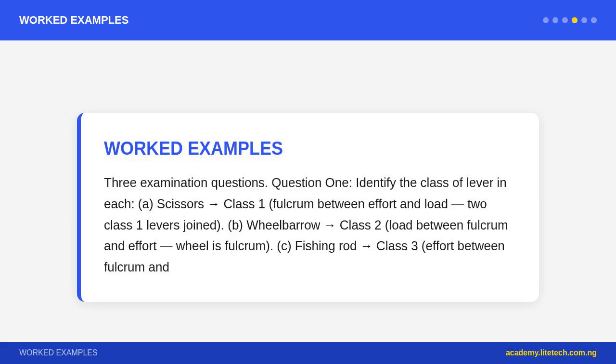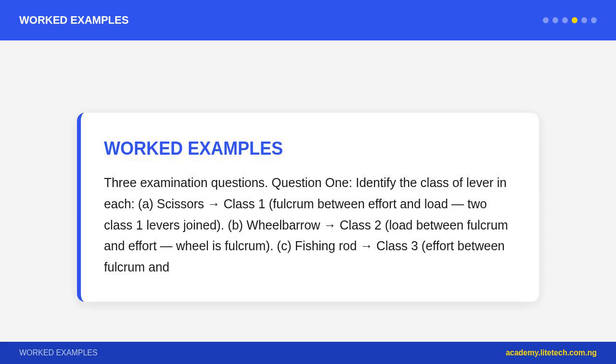3 examination questions. Question 1. Identify the class of lever in each. A. Scissors class 1, fulcrum between effort and load, 2 class 1 levers joined. B. Wheelbarrow class 2, load between fulcrum and effort, wheel is fulcrum. C. Fishing rod class 3, effort between fulcrum and load, your hand is effort, the butt is fulcrum.